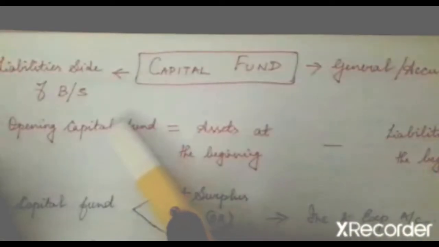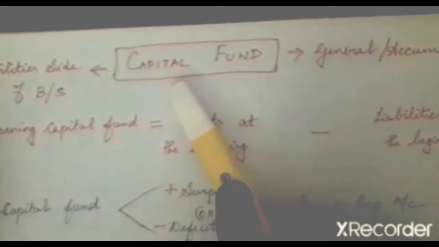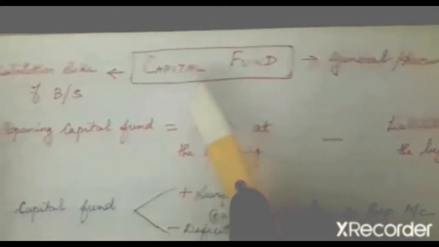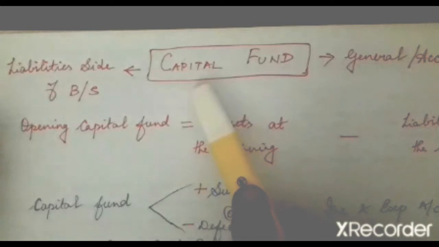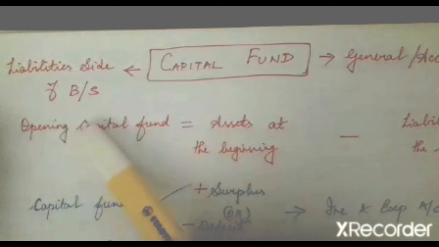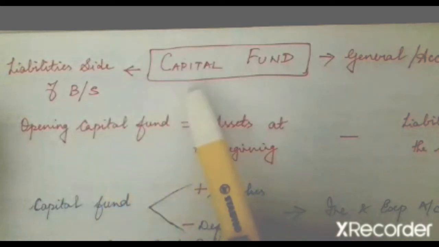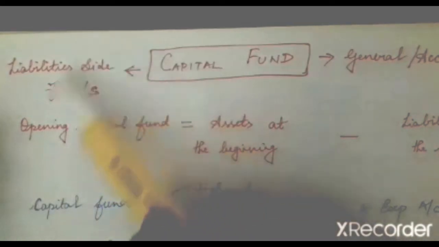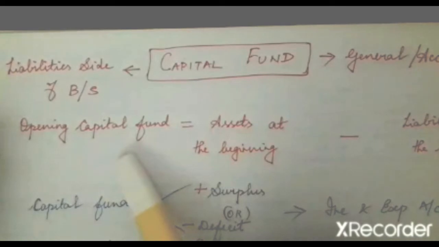So how do they get this capital fund? That is what we are going to see. Capital normally appears, as we learned in the previous chapter where we worked out the statement of affairs, and we used to show capital, whether opening or closing capital. Assets minus liabilities, we show normally as capital. So this will appear on the liability side of the balance sheet.